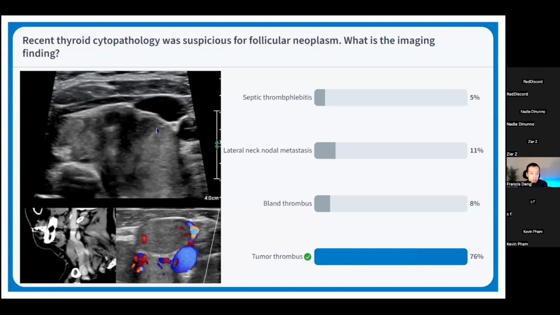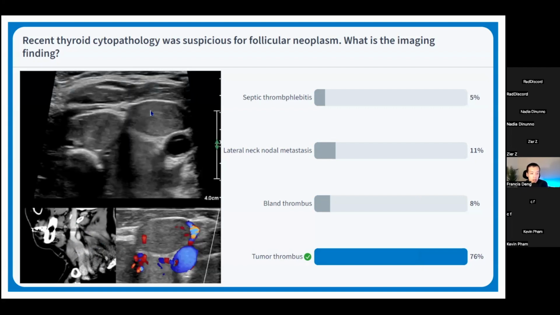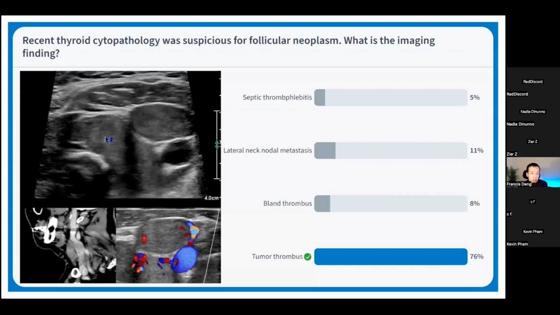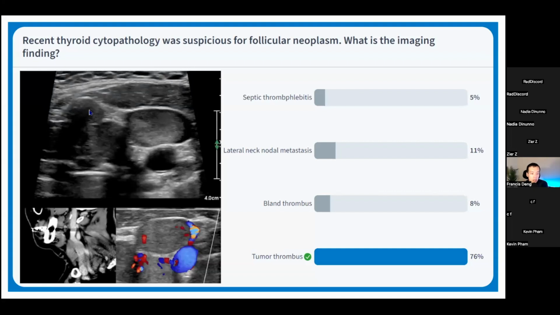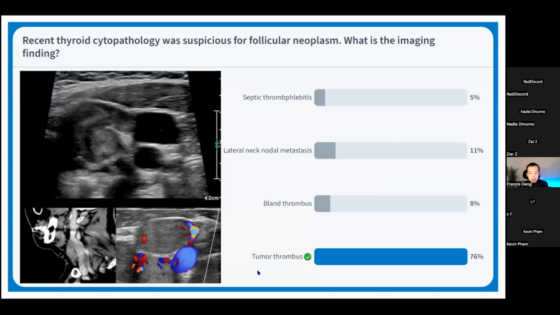And so we can trace this up, coming through a vein that dumps into the internal jugular vein that turned out to be a common facial vein or something. And so this thyroid cancer had invaded into the vasculature, traveled up a vein, and then eventually got its way into the internal jugular vein lumen. So this was tumor thrombus.